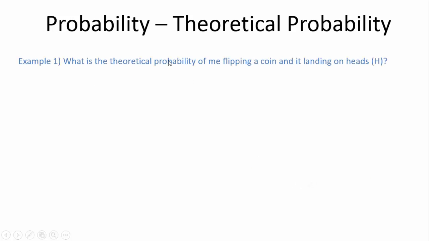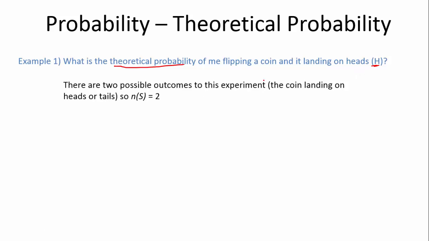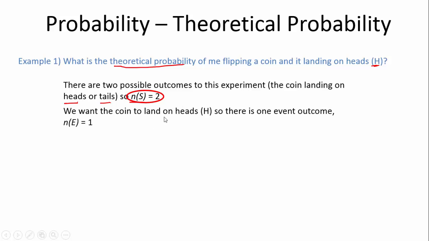Okay. What is the theoretical, right? We're talking theoretical probability of me flipping a coin and it landing on a head. Okay. There's two possible outcomes to this experiment. The coin either lands on heads or tails. So the number of samples that we could possibly get is 2. It's either heads or it's tails. There's 2 possible outcomes, right? We want the coin to land on heads. So there's only one desired event that we get, and that desired event is NE, the number of events, which is just 1. We only want heads.